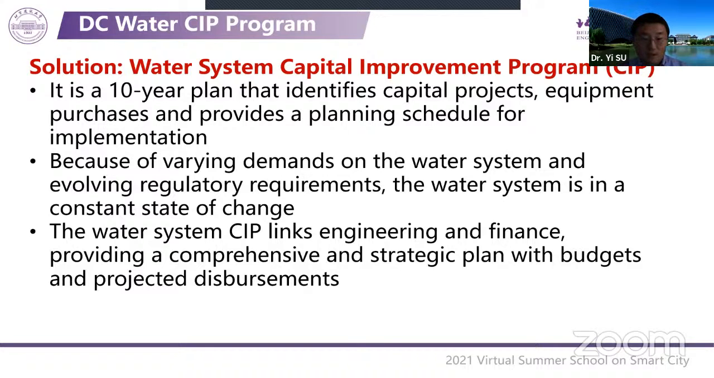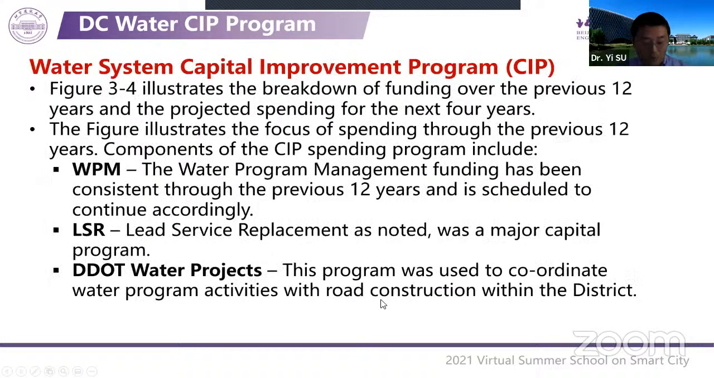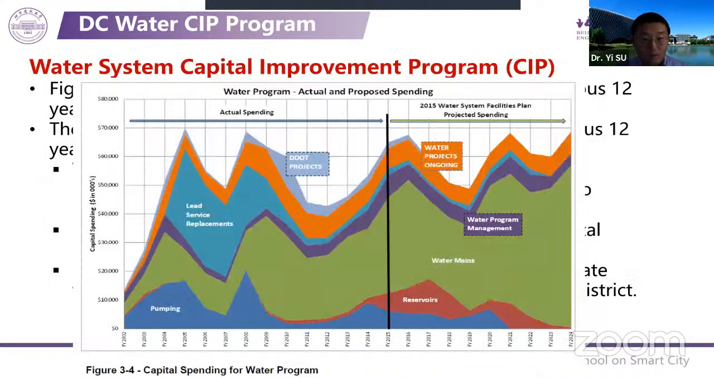projected disbursements. So this figure shows the breakdown of funding over the previous 12 years. This figure was made in 2015, several years ago. And the projected spending for the next 4 years.